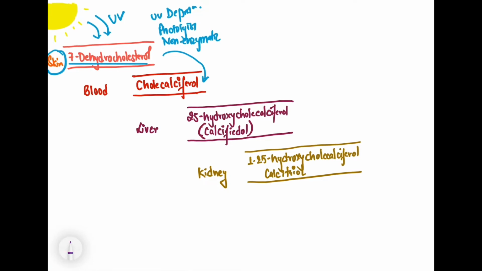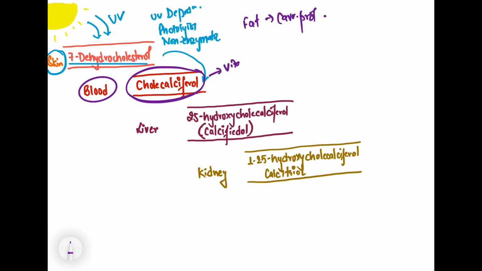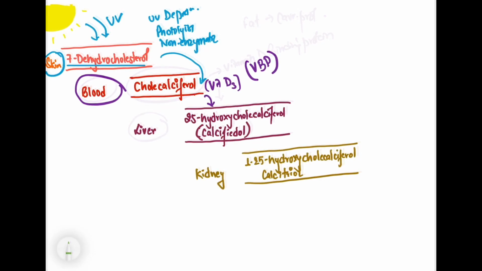From the blood, the cholecalciferol needs to be transported to the liver, and as we have already learned, fat-soluble vitamins require a carrier protein in order to be transported. Hence, cholecalciferol is transported with the help of a specific carrier protein, that is vitamin D binding protein or VBP, towards the liver.